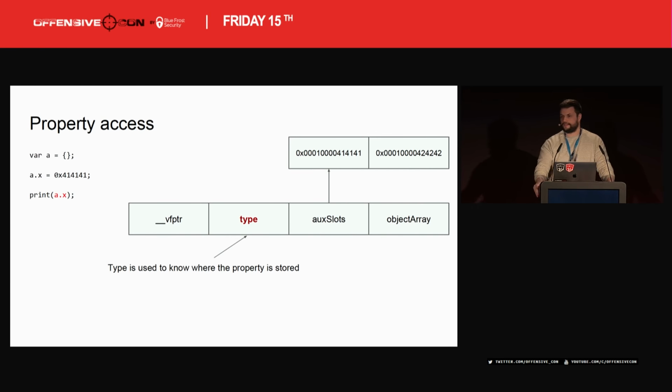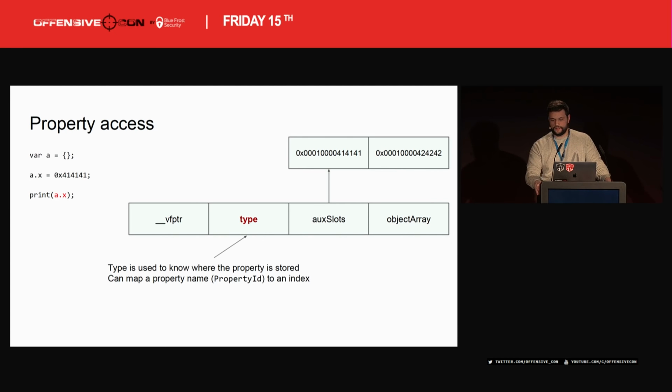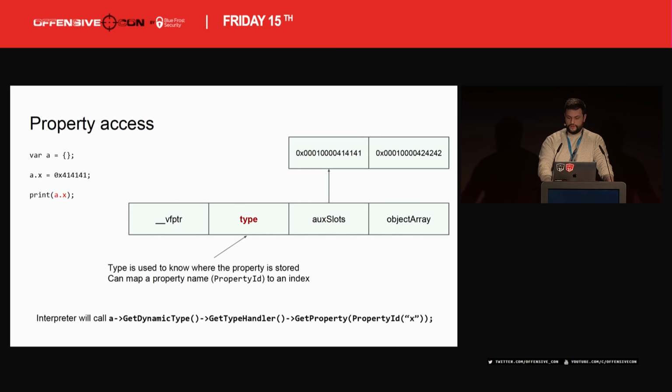So what does property access look like? As I said, the type is this magic thing that is able to tell you where your property is. In Chakra, a property name is represented as a property ID. The type is able to map a property ID to an index into the aux slots array. So when you fetch property a.x, as can be seen on the left, you end up with this call chain, and the type is magically able to tell you, oh, this is at aux slots at index 0, and it will return that value.